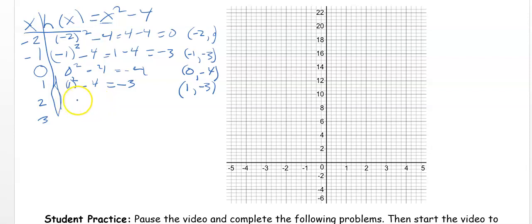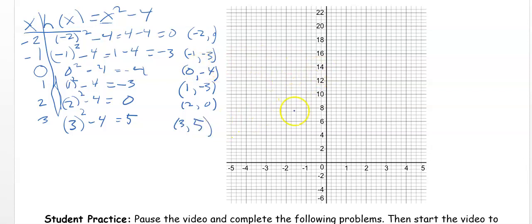And then if I put in a 2, I get 2 squared minus 4, and I get 0, because 4 minus 4 is 0, so (2, 0). It's on the graph. And if I put in a 3, 3 squared minus 4 is 9, minus 4 is 5. So I get (3, 5).